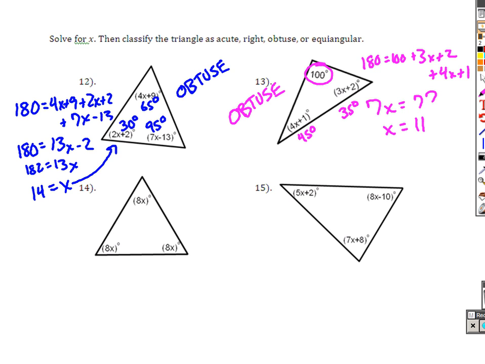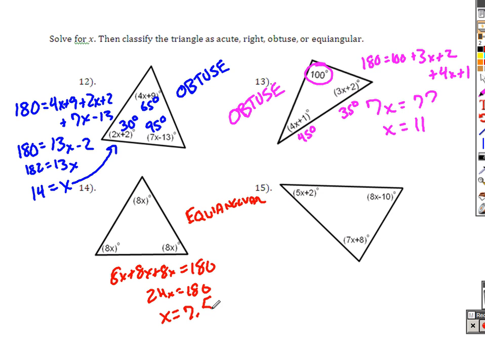All right, looking down at the bottom, I should be able to tell you immediately that this is going to be equiangular, and that's just because all 3 angles are the same. 8x plus 8x plus 8x is equal to 180. That means that 24x is equal to 180, and you just divide both sides by 24. You should get x equals 7.5. Plug back in, they should all be 60 degrees. That's what an equiangular triangle is.